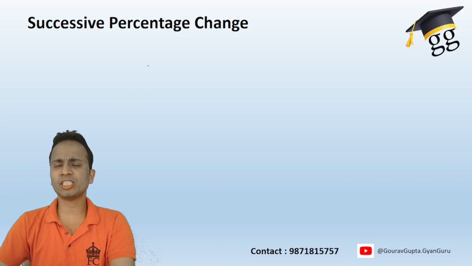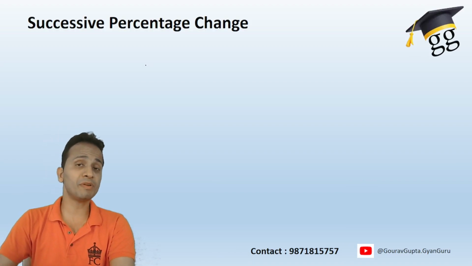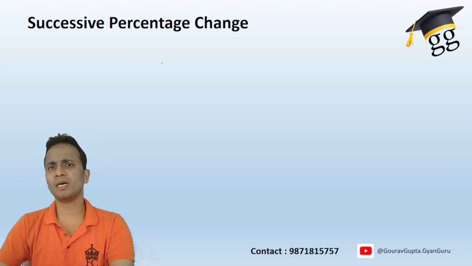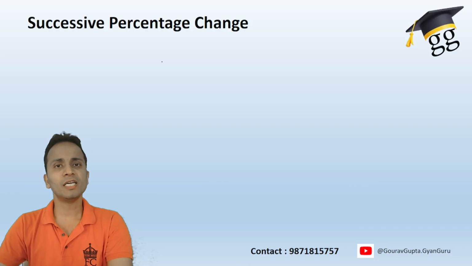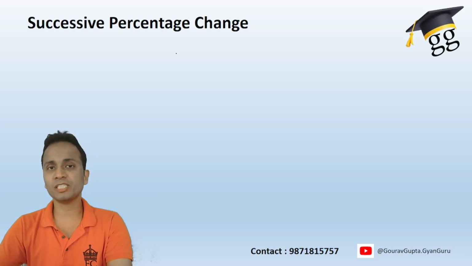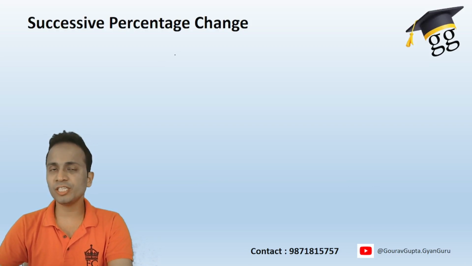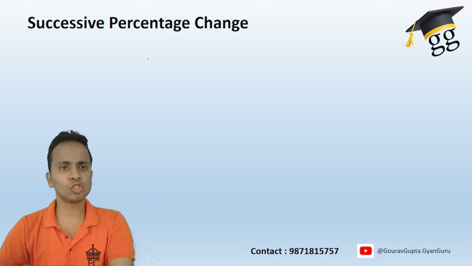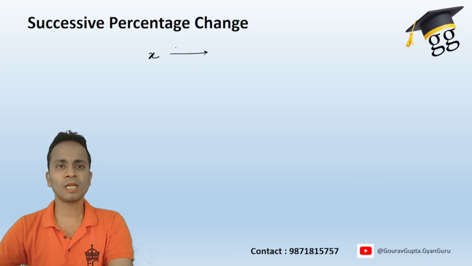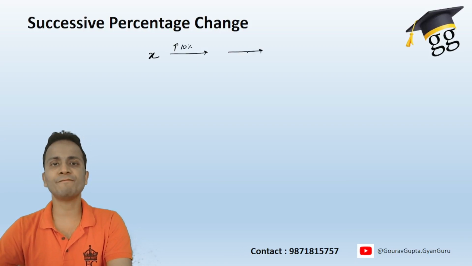When percentage change happens one after the other, like in my previous video, where I explained percentage change. Now here it is a successive percentage change. That means a change one after the other. So let's take an example. Let's say X is an initial value and it is first of all increased by 10 percent and then further increased by 20 percent.